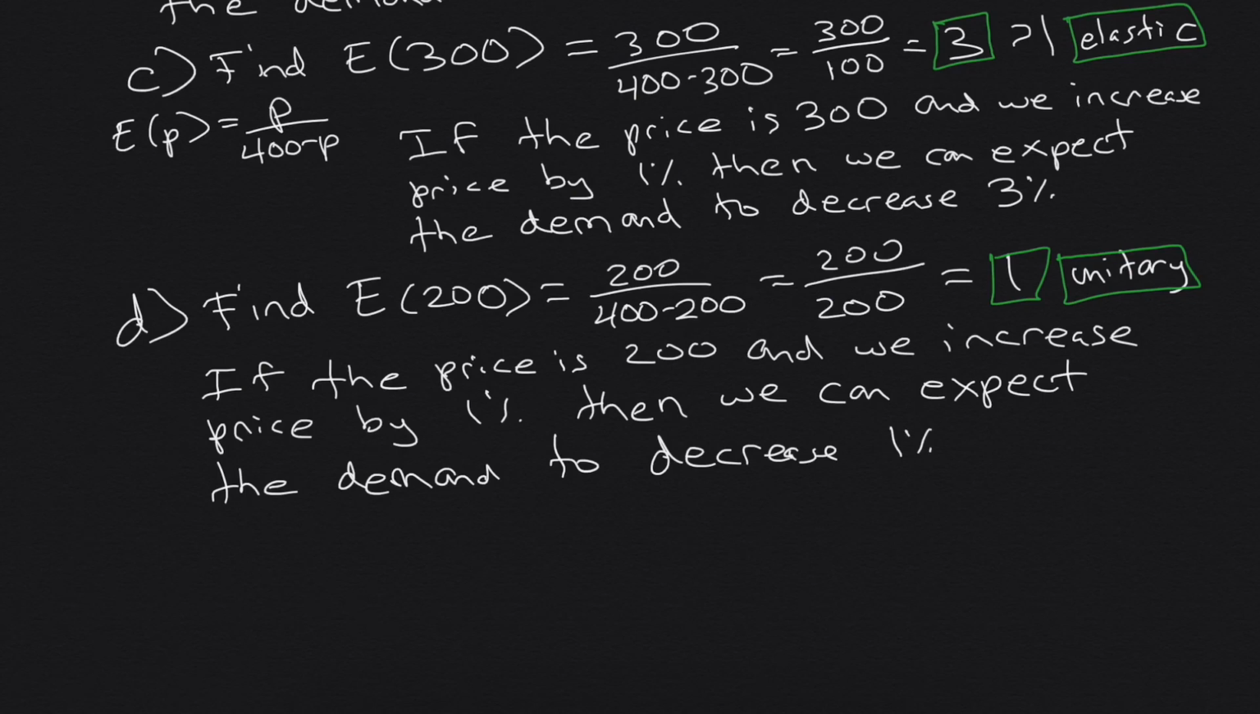So unitary, everything's kind of staying equal to one another. One's increasing, one's decreasing, of course, but in the same way, relatively speaking, by about the same amount, as opposed to elastic, where you can expect a greater change, or inelastic, where you can expect a smaller change in the demand in relation to how the price changed. Yeah, let's see here. So that'll do it for that first example. We'll go ahead and do one more of these.